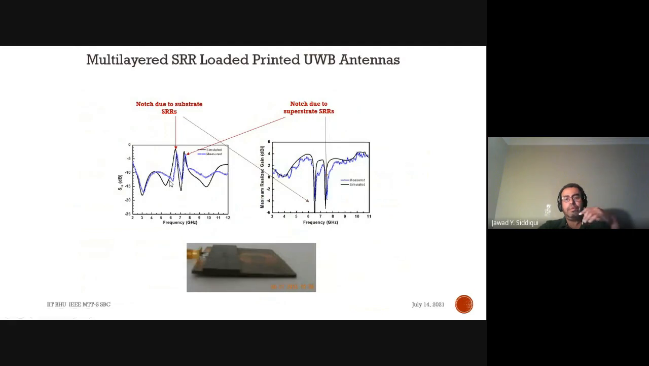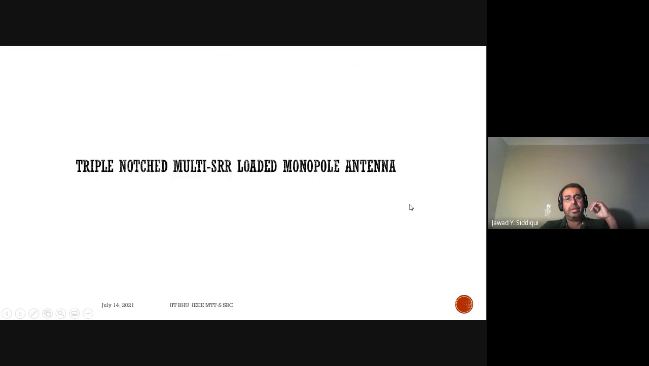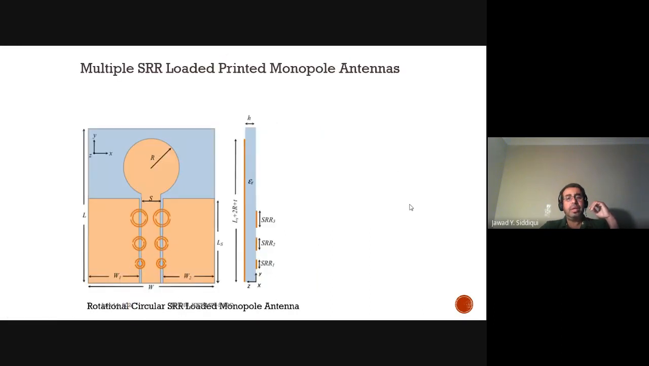As you can see, we used a separate SRR on a superstrate of different dimension and got two distinct notches, which we showed earlier with the linear placement of geometrical SRRs. Okay. Then you can also get a triple notch SRR. Again, this design was done by changing the orientation of the gaps of the SRR.